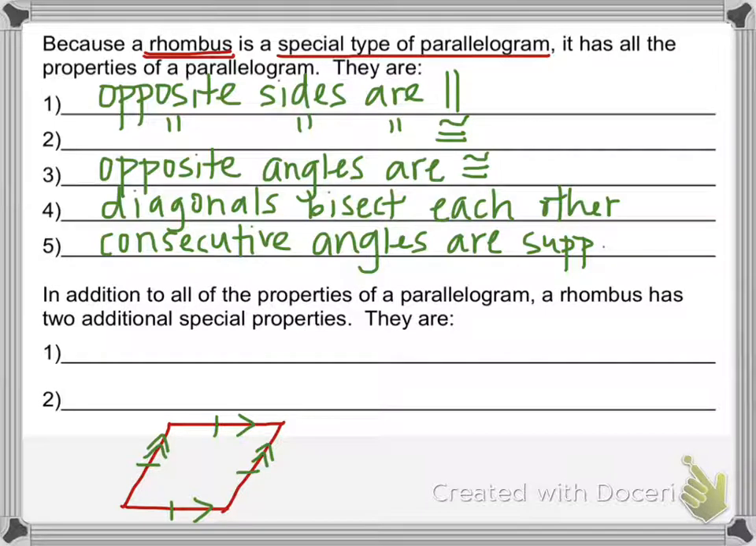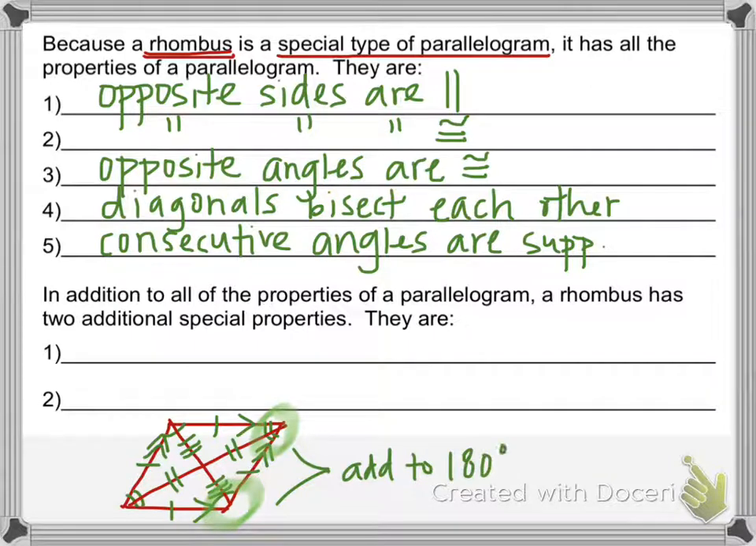Opposite angles are congruent. So this angle and this angle, and then this angle and this angle. Diagonals bisect each other. Let me sketch those in real quick. So just like a parallelogram, the diagonals have different lengths, but they still bisect each other. So these two halves are congruent, and these two halves are also congruent. And then consecutive angles are supplementary. So this angle over here and this angle over here, for example, they add up to 180.